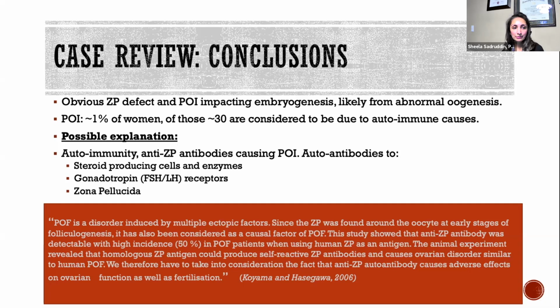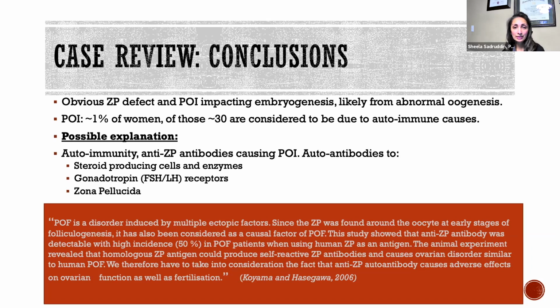So here, in the 3 cycles that we completed for this patient, we saw that there was an obvious zona pellucida defect, and the patient presented with premature ovarian insufficiency that was impacting her embryogenesis. And we know that it was likely due to an abnormal oogenesis. So POI, or premature ovarian insufficiency, presents in around 1% of women. And of those, about 30% are considered to be due to an autoimmune related cause.